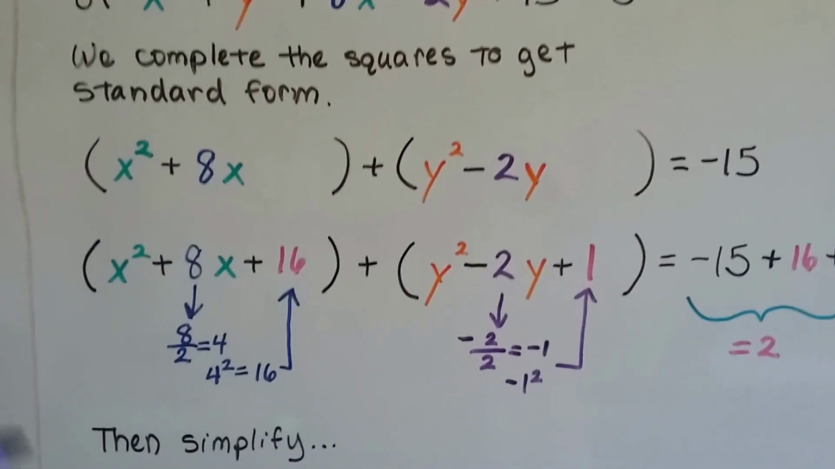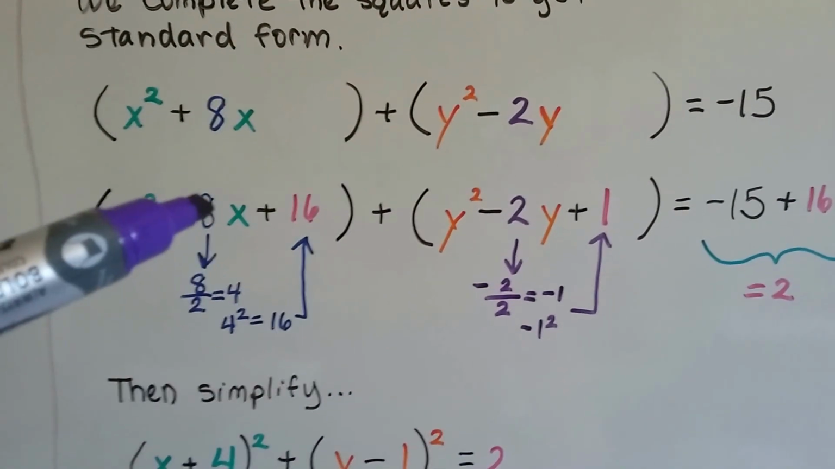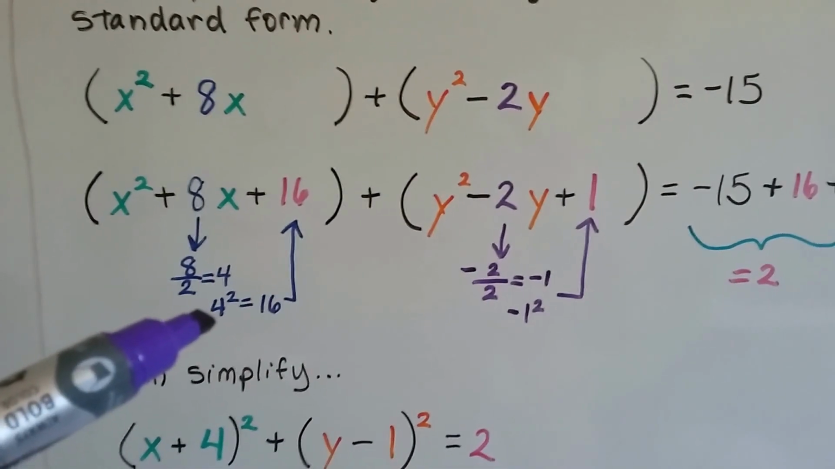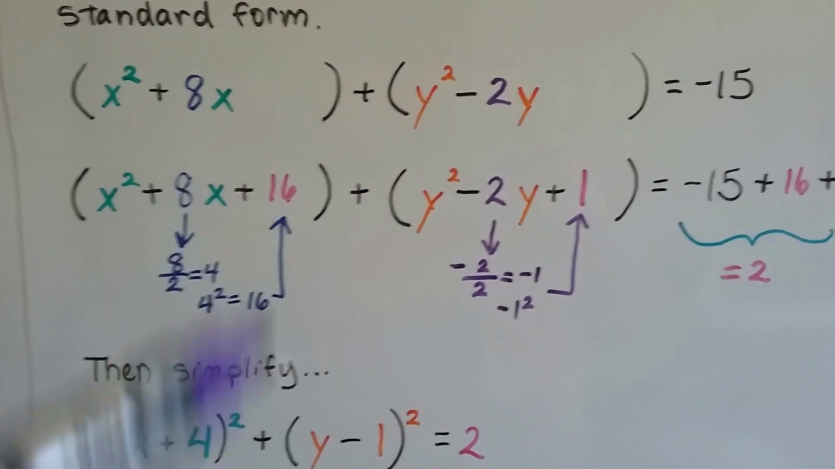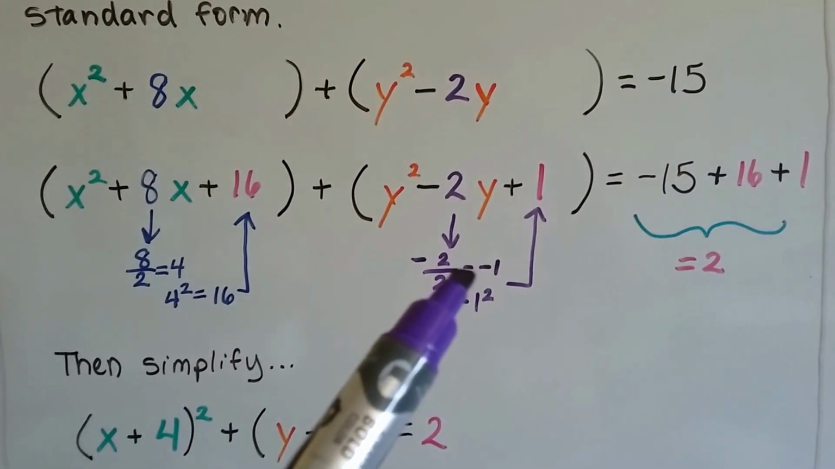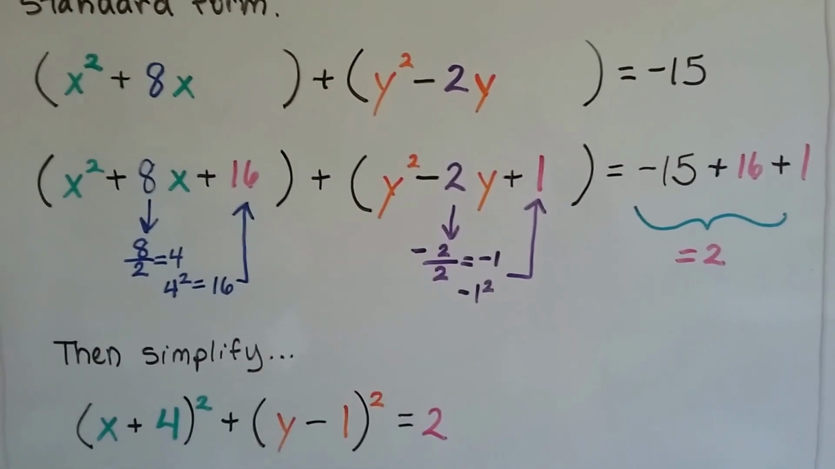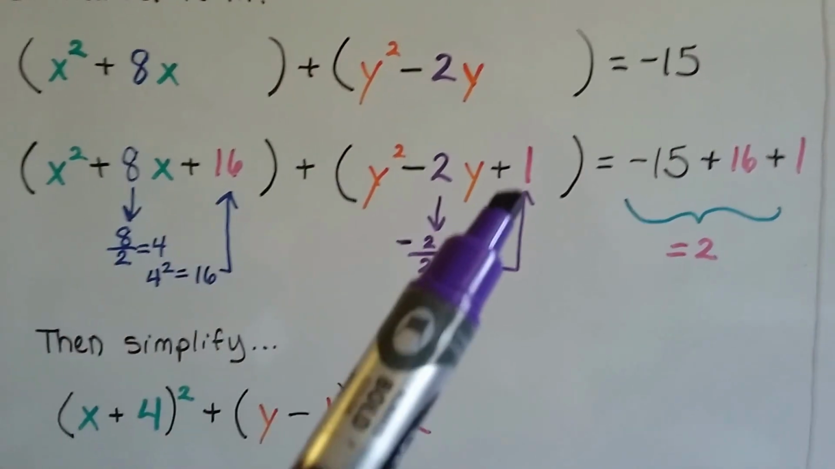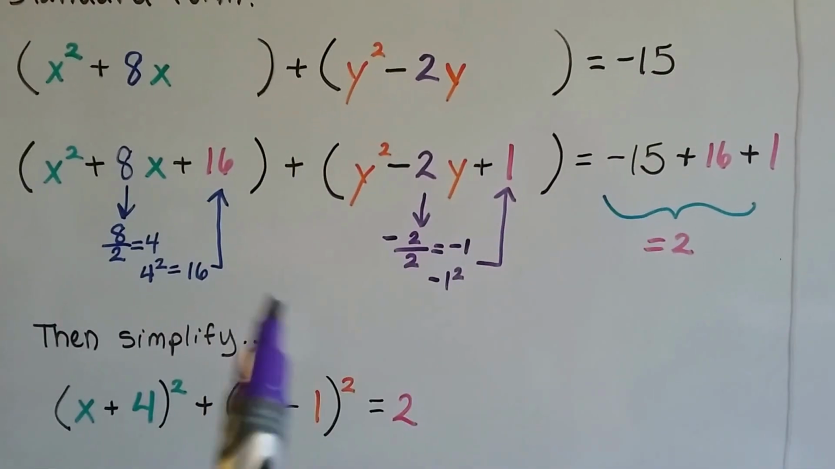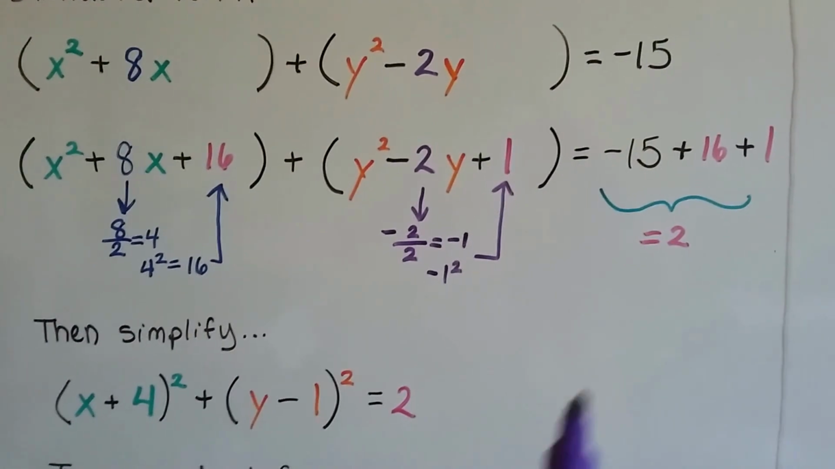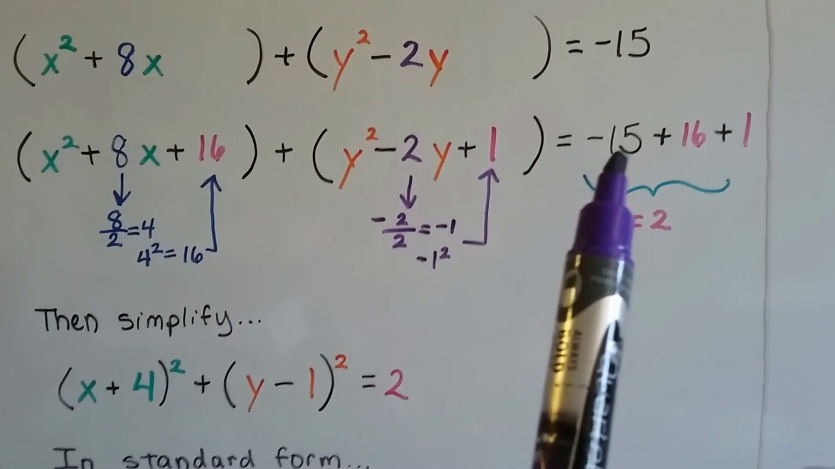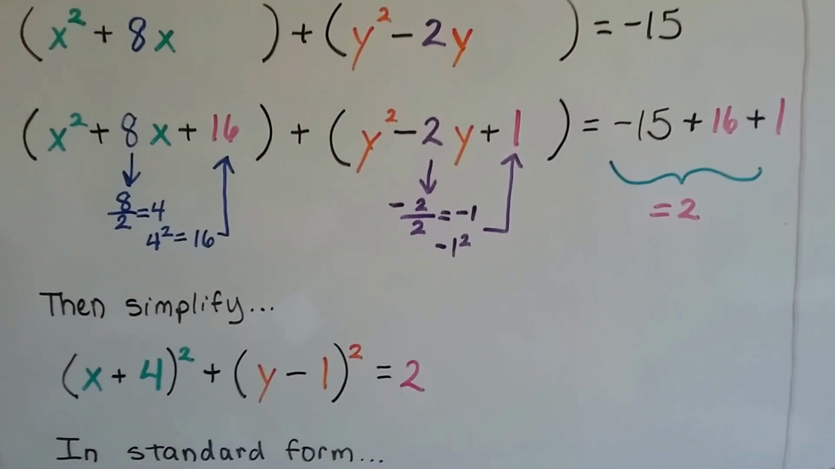We complete the square for this side. We bring the 8 down and divide it by 2, which is a 4, and we square it. 4 squared is a 16, so we put a 16 there. Negative 2 divided by 2 is a negative 1. Negative 1 squared is a positive 1. Now, because we added a 16 and a 1 to this side, we have to do the same thing to this side of the equation. It's got to be balanced, right? What's good for the goose is good for the gander. So we add a 16 and a 1 to this side. Negative 15 plus 16 is a positive 1. Plus that 1, you get a positive 2.